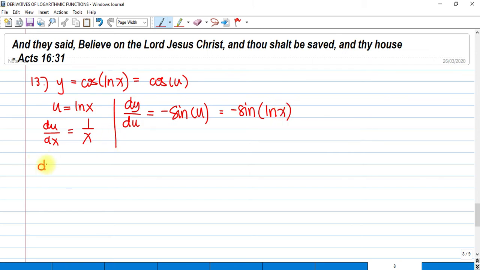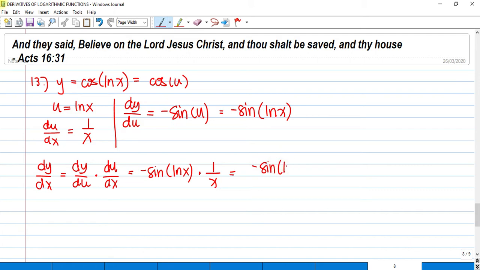Now, by chain rule, our dy over dx is equal to dy over du multiplied by du over dx. So our dy over du would be negative sine of the ln of x multiplied by du over dx, that is 1 over x. So our answer for this problem should be negative sine of the ln of x over x. Okay, so this is our answer for this problem.